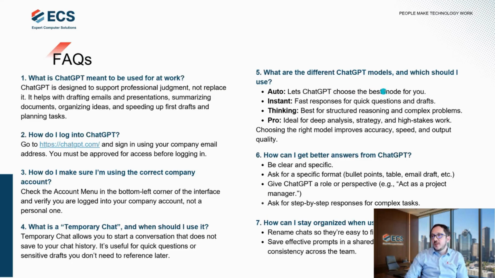What are the different ChatGPT modes and which should I use? You have your auto, instant, thinking, and pro. Auto will pick one automatically. By the way, auto will never pick pro, just so you know. It will always pick either instant or thinking. Instant gives you fast responses, thinking is best for structured reasoning, and pro is really your deep analysis where you want to dig into it. How can I get a better answer from ChatGPT?